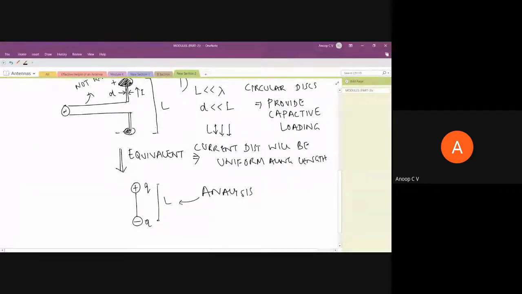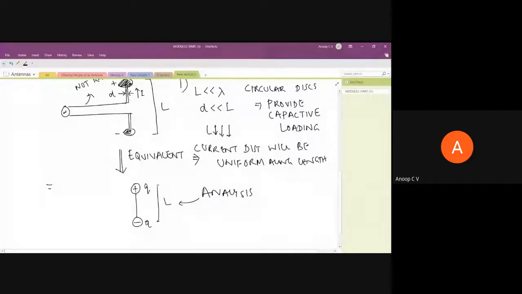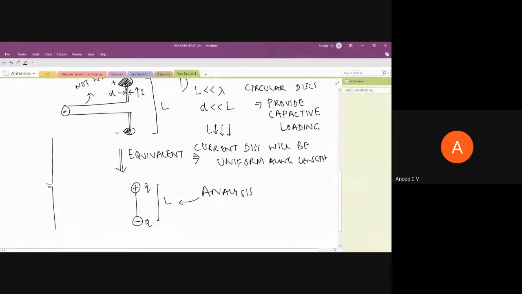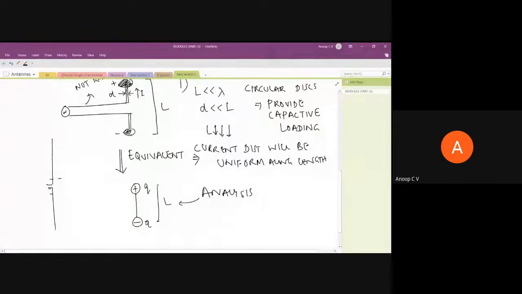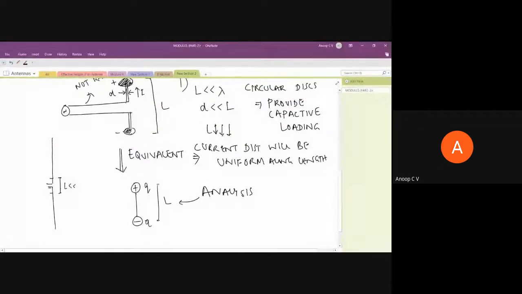Approximation. So we can consider a very short electric conductor as an electric dipole like this, with charges concentrated on both ends. Actually, from a long conductor, I've cut only a small part, L, which is much less compared to lambda. That is what is shown here, and that can be equivalently represented using a dipole.